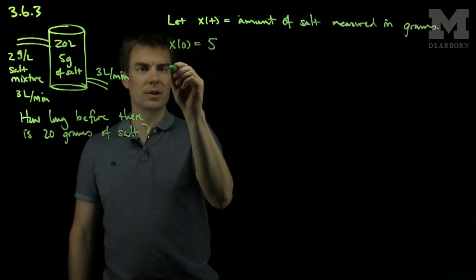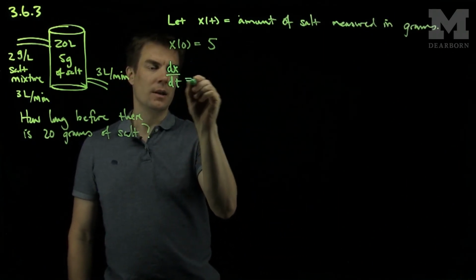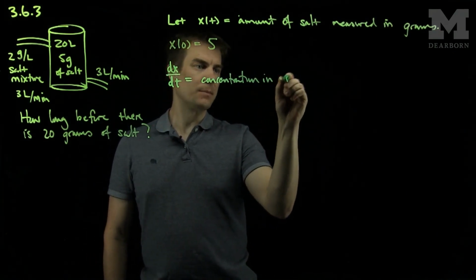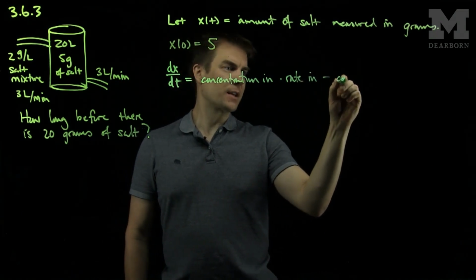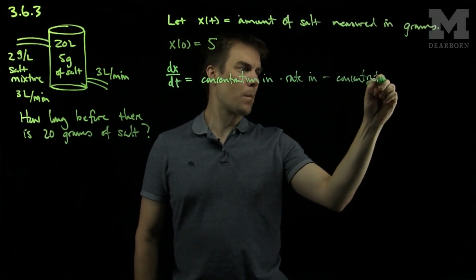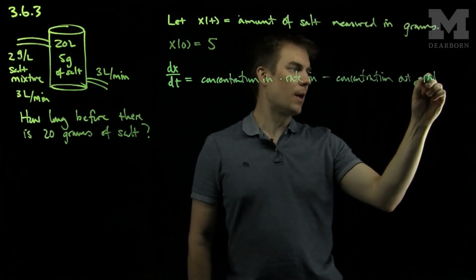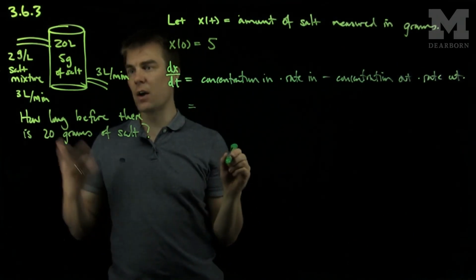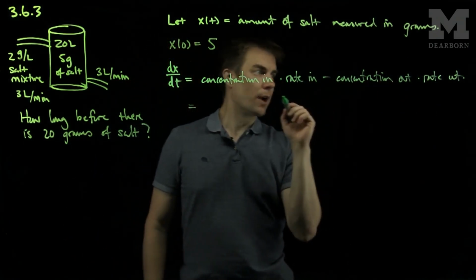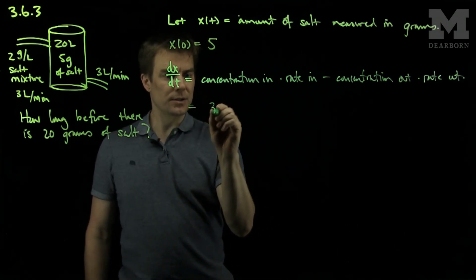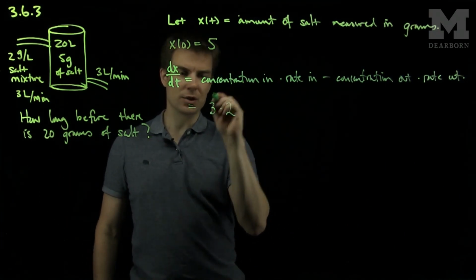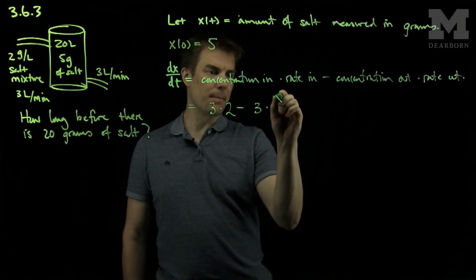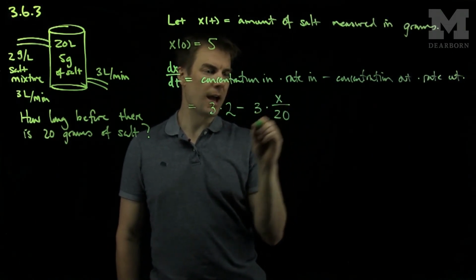Our standard differential equation is dx/dt is the concentration in times the rate in minus the concentration out times the rate out. So for us, the concentration in and the concentration out are both the same. The rate in and the rate out are the same. So the rate in is 3, the concentration in is 2, the rate out is 3, and the concentration out is the amount over the total volume, x over 20.